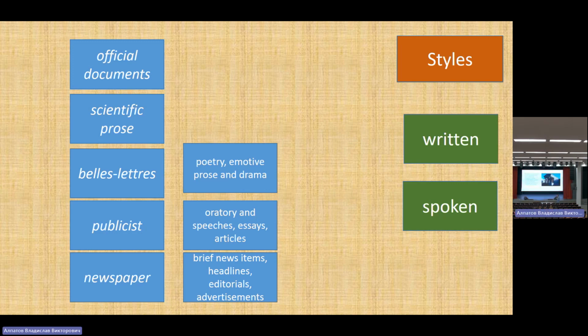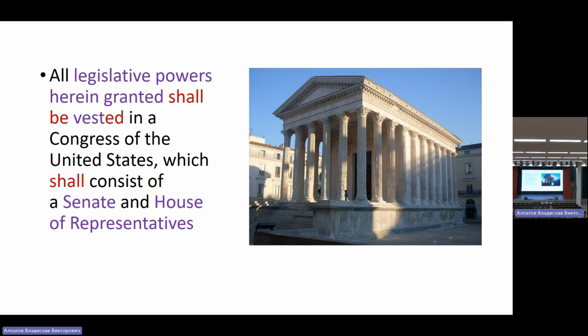Let's have a look at the examples of these classical styles. All legislative powers herein granted shall be vested in a Congress of the United States, which shall consist of a Senate and House of Representatives. What style is it?